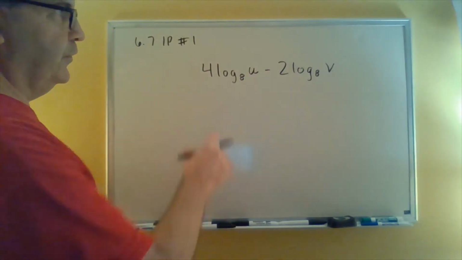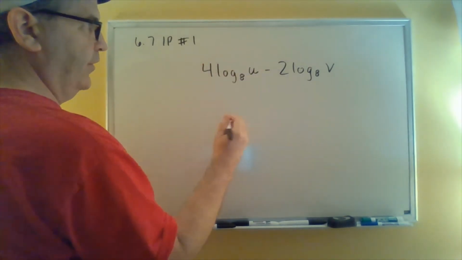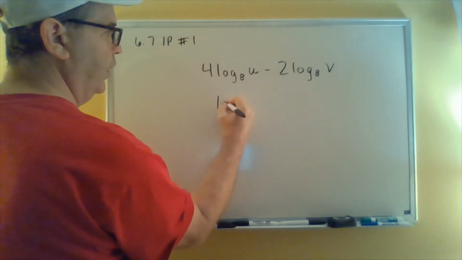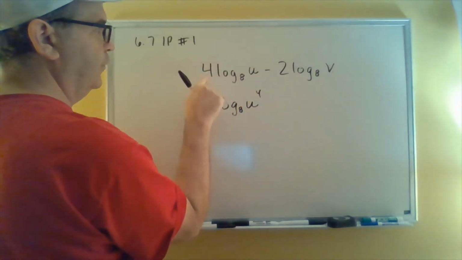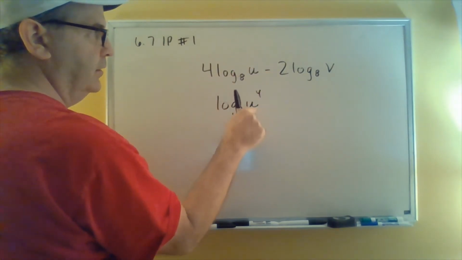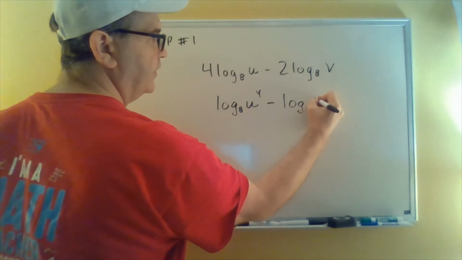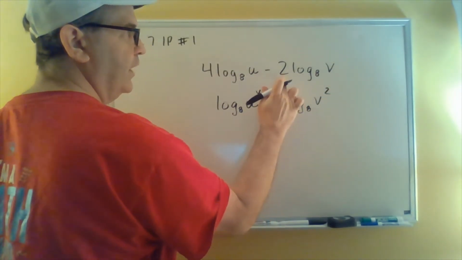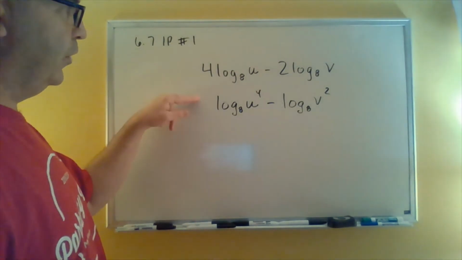So first, let's use the power property. We're going to bring these coefficients into where they're going to be exponents. So I'll have the log base 8 of u to the 4th. I just moved that 4 from the coefficient spot, and it became the exponent here. I'm going to subtract log base 8 of v squared. I just moved that 2 from the coefficient spot to the exponent spot. So I've used my power property.